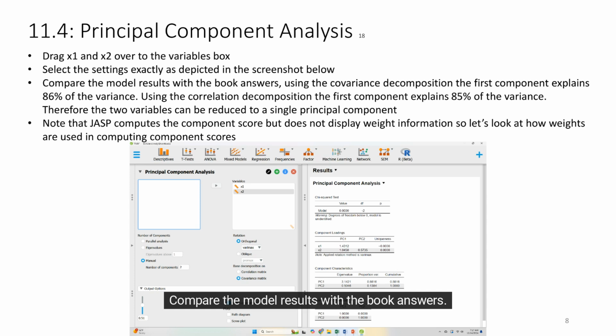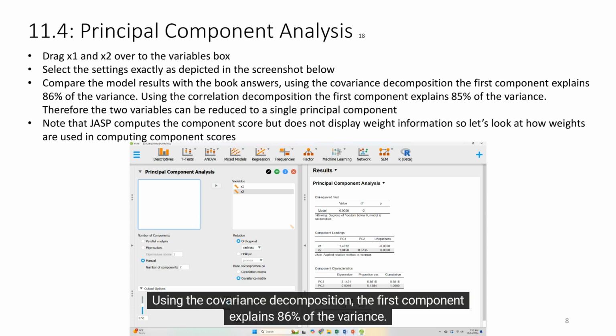Compare the model results with the book answers. Using the covariance decomposition, the first component explains 86% of the variance. Using the correlation decomposition, the first component explains 85% of the variance. Therefore, the two variables can be reduced to a single principal component.